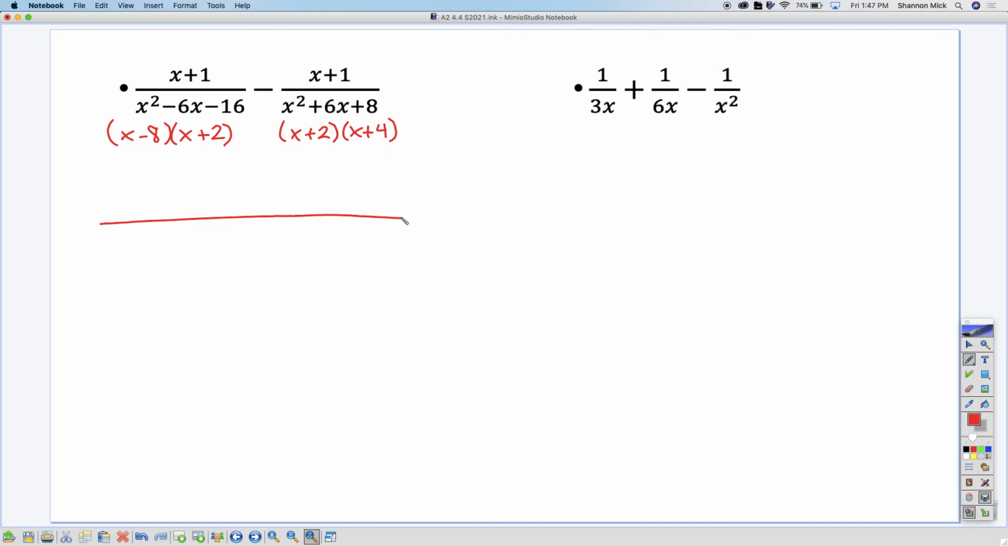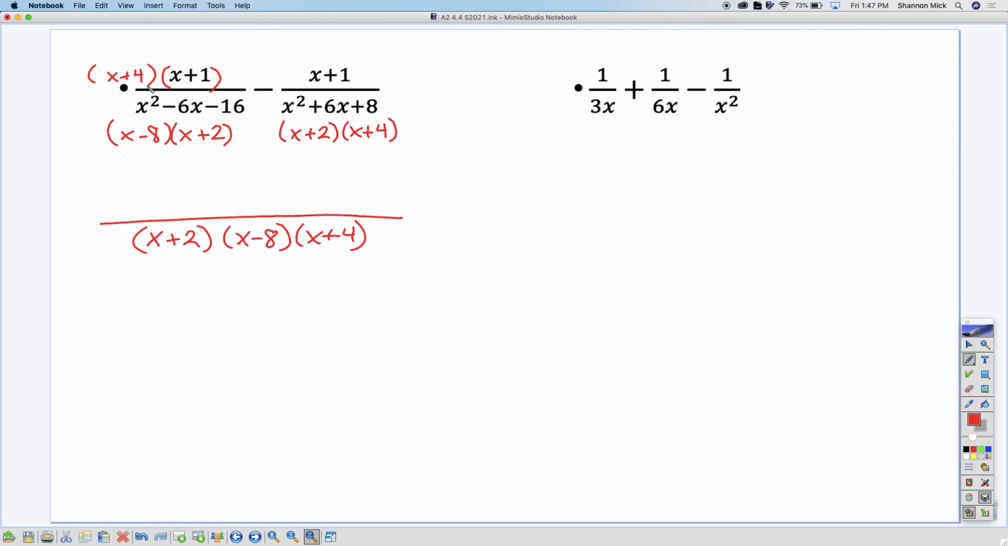x plus 2. Okay, so my common factor is what? x plus 2. And I need to bring along x minus 8 and x plus 4. So what do I need to multiply the left by? x plus 4.